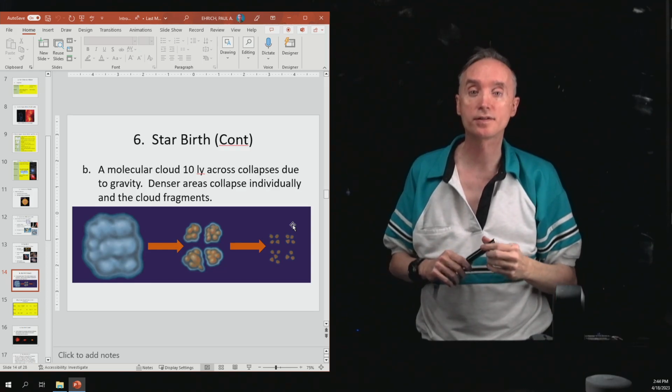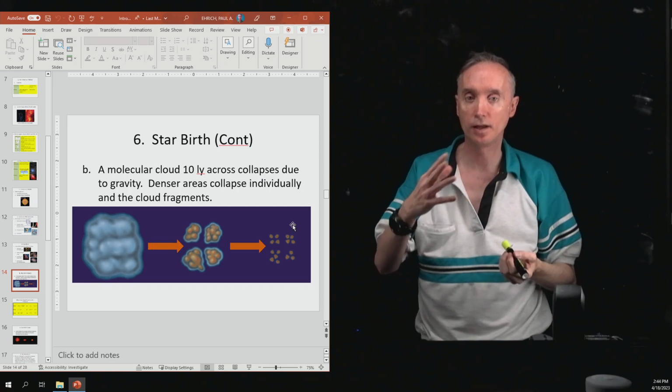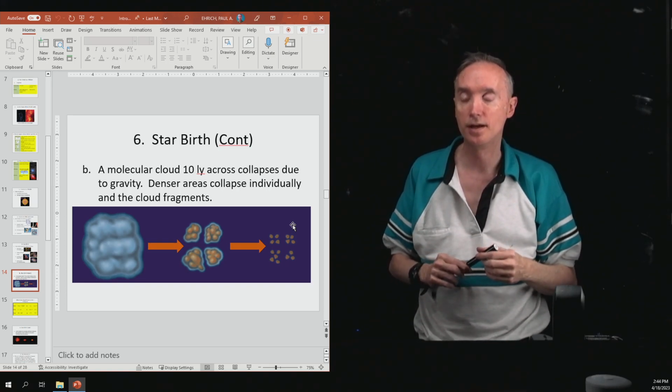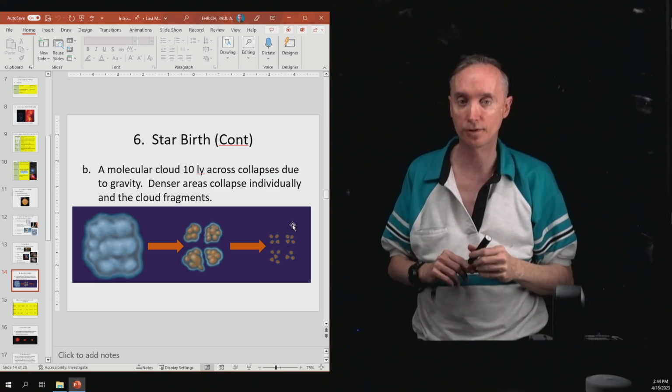Okay, so let's now start with our nebula. And this nebula, this molecular cloud, so another name for a nebula is a molecular cloud, is going to be 10 light years in diameter.